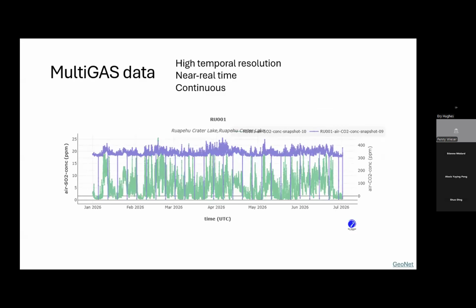And this is just an example of some multi-gas data. This is up at Ruapehu. The neat thing is it's really high temporal resolution. You can take a measurement every second. This is done every 10 minutes. It's near real time, so you can be telemetering that data. And it can be continuous, so you can be taking measurements all the time, compared to some techniques which rely on the sun, for instance. This does not rely on the sun, so you get data both day and night. If you see these big drop spikes in this data, this is where we're calibrating. So we're running a zero calibration in real time as well to check that.